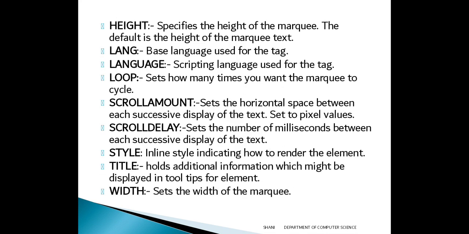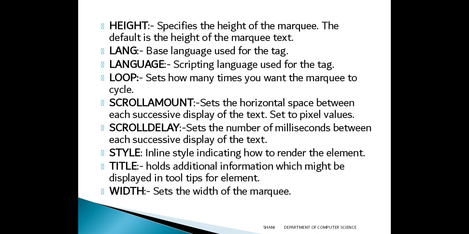You have other attributes also like height, language, loop, scrollamount, scrolldelay, style, title, width. So these are all attributes of the marquee tag. Height specifies the height of the marquee. Language is the scripting language used for the tag, like JavaScript. Loop sets how many times you want the marquee to cycle, meaning how many times it moves from right to left, left to right.